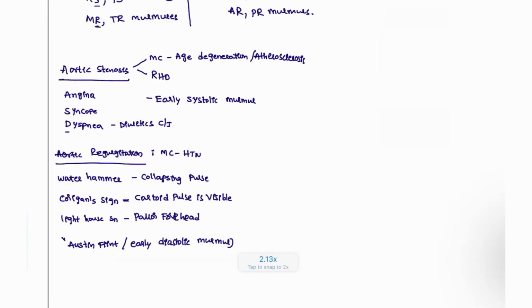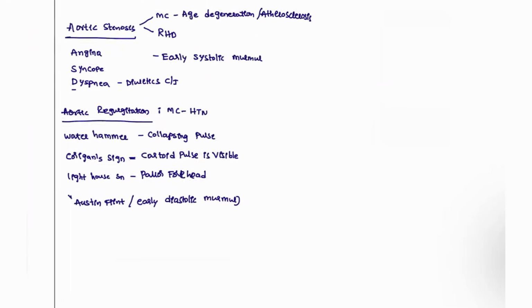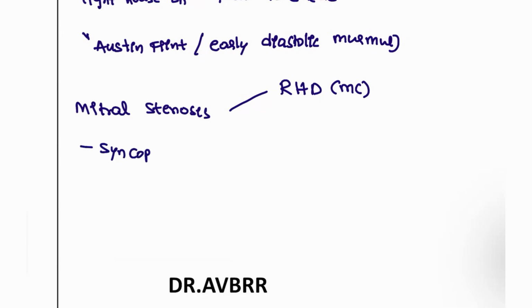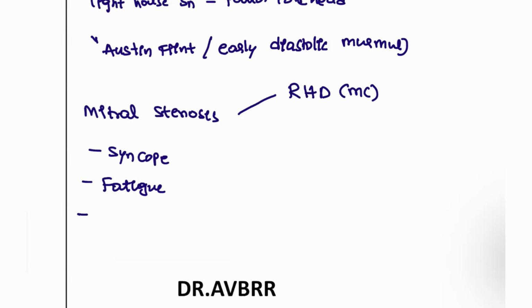All right. Next, mitral stenosis, the most important one. Mitral stenosis, the most common cause, we all know, is rheumatic heart disease, right? This is the most common cause. What about the symptoms? The symptoms will be syncope and also fatigue. Recurrent fatigue will be seen in this patient. And hoarse voice will be seen.